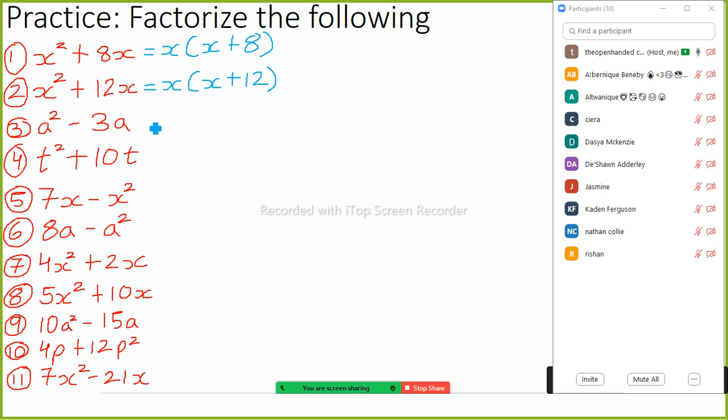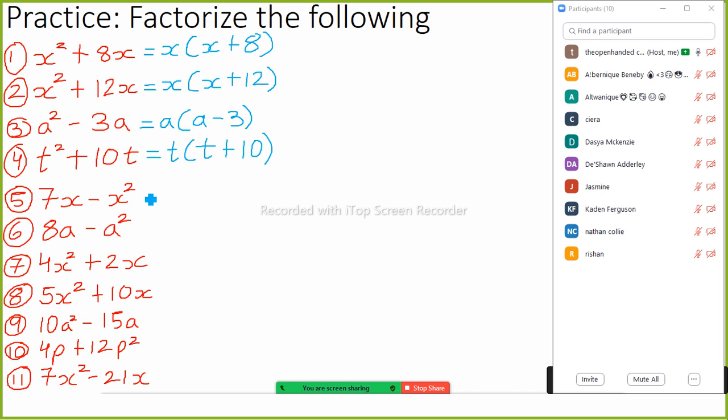All right, excellent. Sierra, number 3. A, open bracket, a take away 3, because a times a is a squared and a times 3 is 3a. Yes. Deja: I have t on the outside, and in the inside bracket I have t plus 10. Very good.